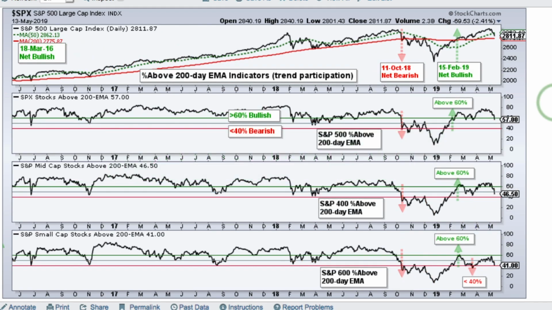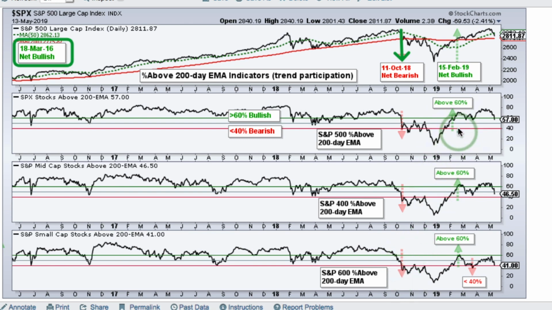Now the third indicator is the percentage of stocks above the 200-day EMA. And basically, when you get above 60%, that shows enough critical mass, enough stocks in uptrends, well above 50%, to support a bull market. And when you get below 40%, that shows enough stocks in downtrends to support a bear market environment. So you can see this indicator also turned net bullish in March 2016, and then it turned net bearish on October 11th, 2018, when all 3 moved below 40%.